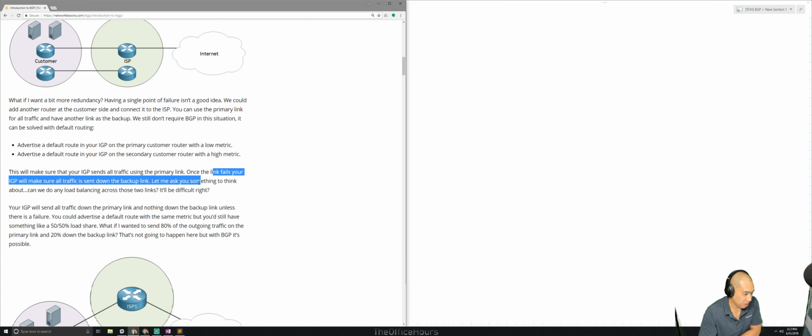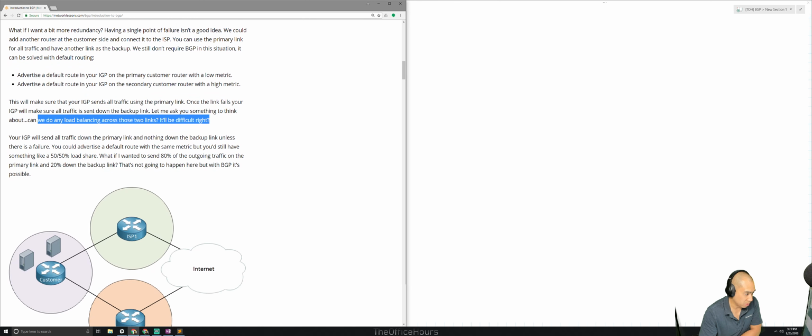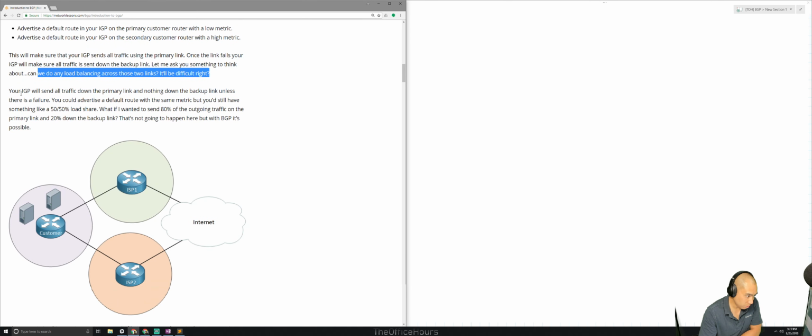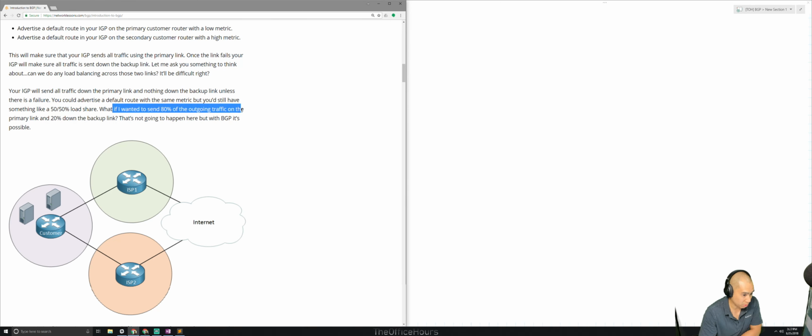Let me ask you something to think about. Can we do any load balancing across these two links? It would be difficult. Your IGP will send all traffic down the primary link and nothing down the backup unless there is a failure. You could advertise a default route with the same metric, but you'd still have something like a 50-50 load share. What if I wanted to send 80% of the outgoing traffic on the primary link and 20% down the backup link? That's not going to happen here, but with BGP, it's possible.